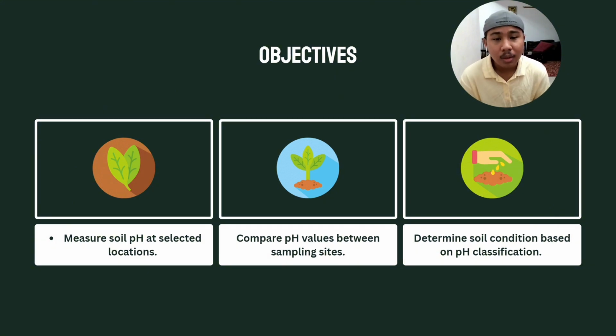So this slide is about objective. We have three objectives: measure soil pH at selected locations, compare pH values between sampling sites, determine soil condition based on pH classification. So the main objective of the study is to assess soil properties using pH meter. Specifically, the study aims to measure soil pH, compare pH values between sampling sites, and determine the overall soil condition based on pH classification.